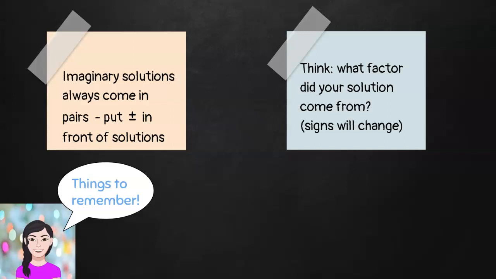Now here are some things for you to remember. Remember that those imaginary solutions always come in pairs. So we always want to put a plus minus in front of those solutions if they aren't already given to us. And then always ask yourself, from what factor did your solution come? And notice that your signs are going to change. So if you had a zero or a solution of, let's say, positive 5, the factor that it came from would be x minus 5.